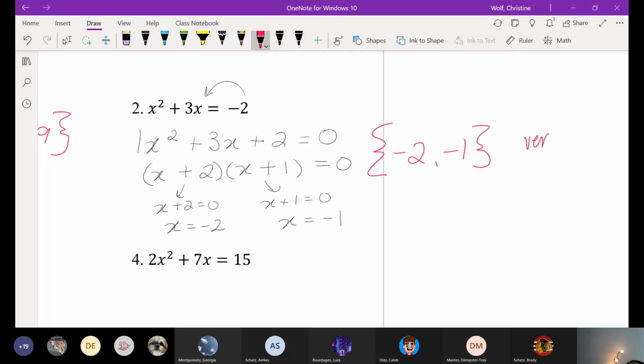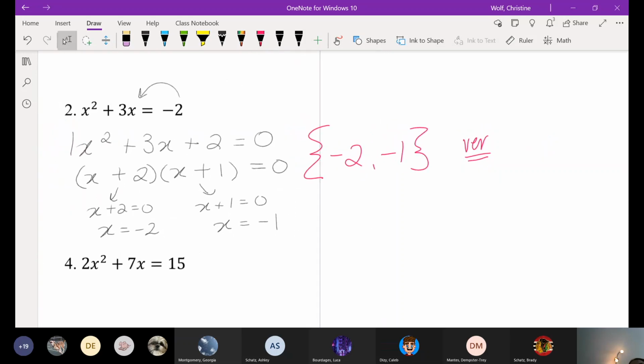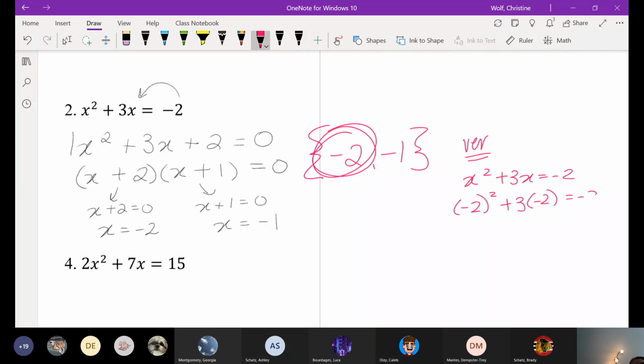I'm just going to show you really quick how to verify. I'm just going to do one of them. So to verify, I'll verify with this guy. So tu prends l'équation. L'équation, c'est x carré plus 3x égale négative 2. Plug that x value in. So, négative 2 au carré plus 3 fois x qui est négative 2 égale négative 2.